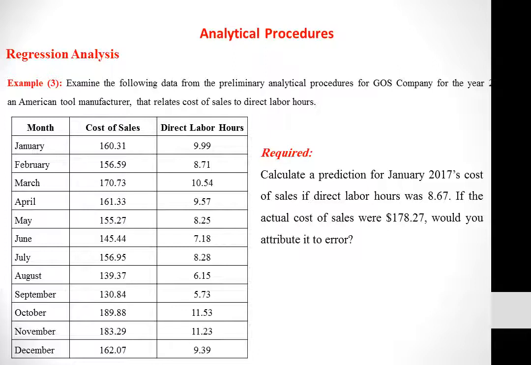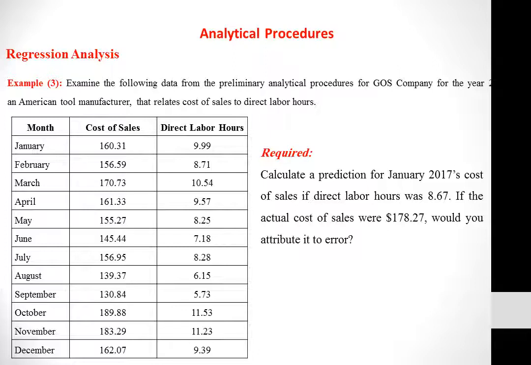Required: calculate a prediction for January 2017 cost of sales if direct labor hours was 8.67, and if the actual cost of sales was 178.27, would you attribute the difference to an error? Here he wants you to predict the cost of sales as Y in January 2017, because the last month he gave me was December 2016. So you want to predict the following year, January 2017, where he is giving the X value, 8.67. After you predict, you have to compare. You predict, this is the first step, as we discussed in the analytical review process. You have an estimation for January 2017.